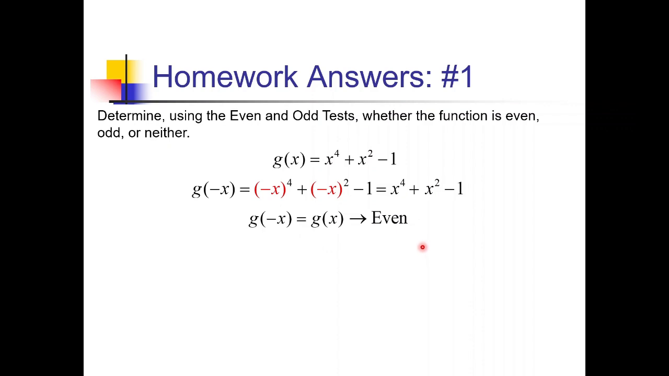And just doing a little analysis on the exponents, 4, 2, and there's an invisible x to the 0 here, those are all even numbers, so that's what we would expect.